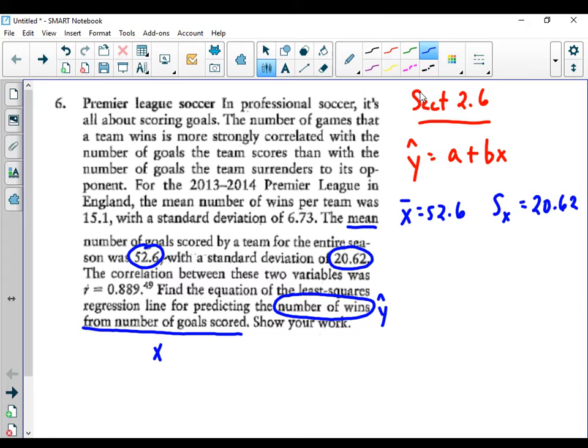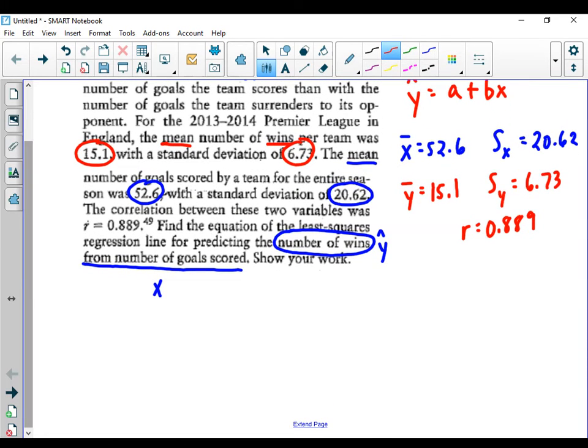And then the information about wins would be our Y values. So they said that the mean number of wins was 15.1, so they're talking about Y bar for that. And the standard deviation was 6.73, so the standard deviation of Y was 6.73. And lastly, they told us the R value, that was 0.889. So we talked about the 5 pieces of information we need to find the equation. Well, now we know those 5 pieces. So let's go through and find the equation.